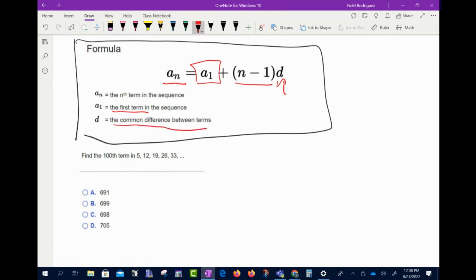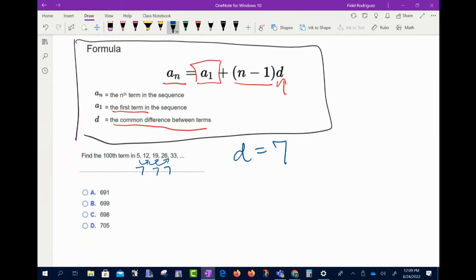So let me show you how I'm going to do this using the first example we have here. So looking at this first problem, y'all, we have 5, 12, 19, 26, 33. Does anybody know how much am I adding to each number to get to the next number? We're adding 7. Okay, good. We're adding 7. So what that tells me, y'all, is that the value of D is 7. It's the amount that we're adding from one term to get to the next one. Okay.